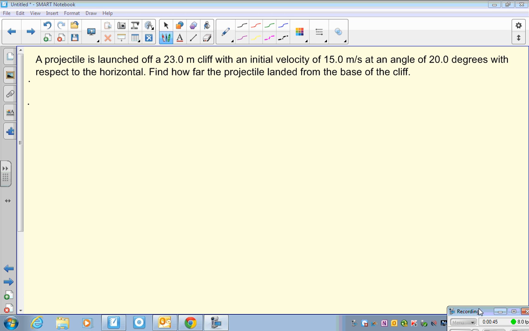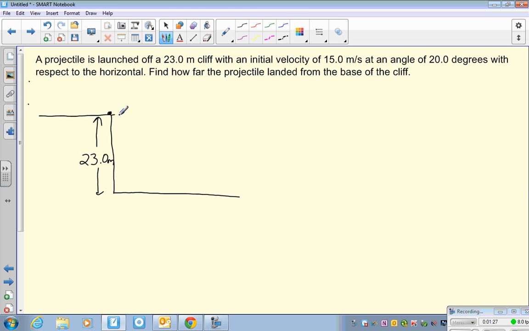So in this, I have a cliff. So draw a cliff. And that's where we have a sudden drop-off. Well, that cliff, at the bottom, we have some level surface. So it has a height of 23 meters. And actually, they give us 23.0 meters for an extra sig fig. And then we also know that it has an initial velocity of 15.0 meters per second at an angle of 20.0 degrees.